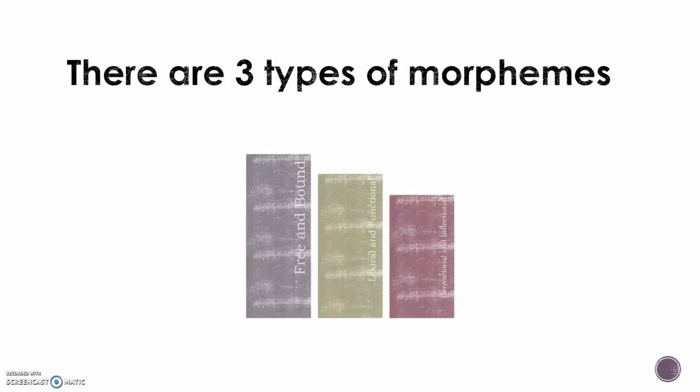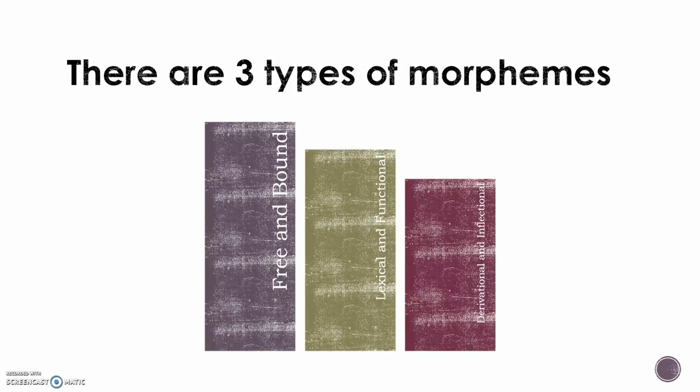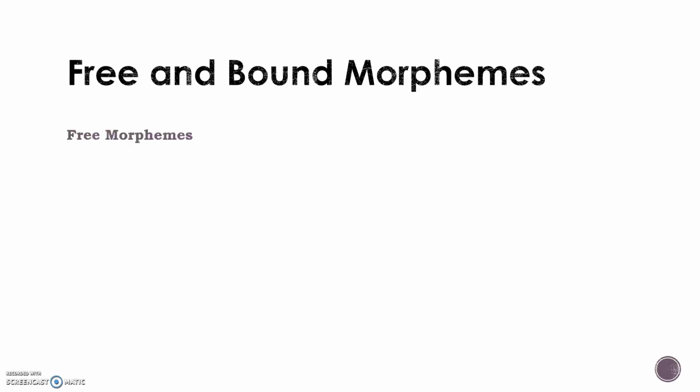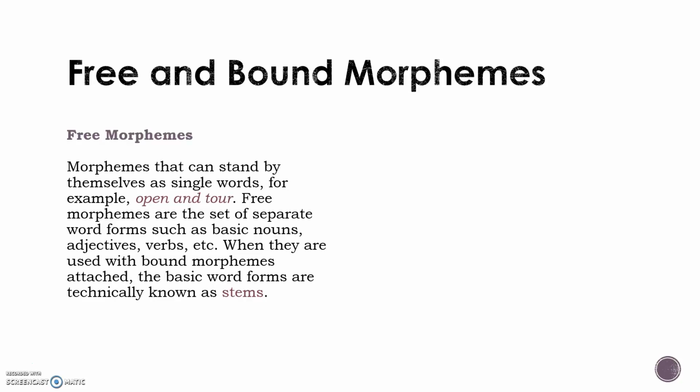There are three types of morphemes: free and bound morphemes, lexical and functional morphemes, derivational and inflectional morphemes. Free and bound morphemes. Free morphemes are morphemes that can stand by themselves as a single word, for example, open and tour. Free morphemes are the set of separate word forms such as basic nouns, adjectives, verbs, etc. When they are used with bound morphemes attached, the basic word forms are technically known as stems.